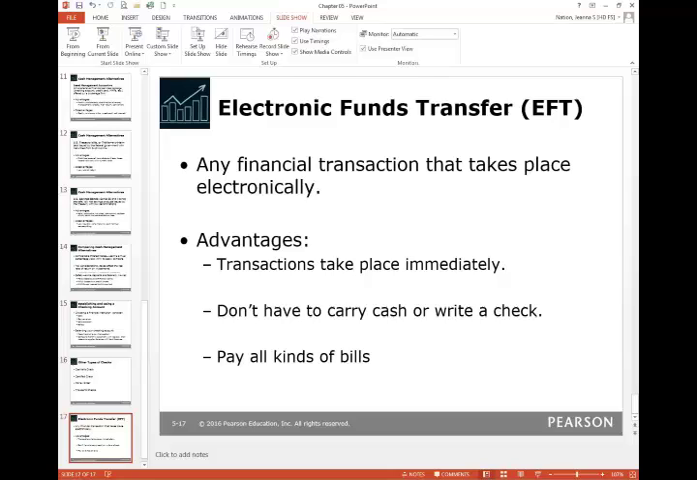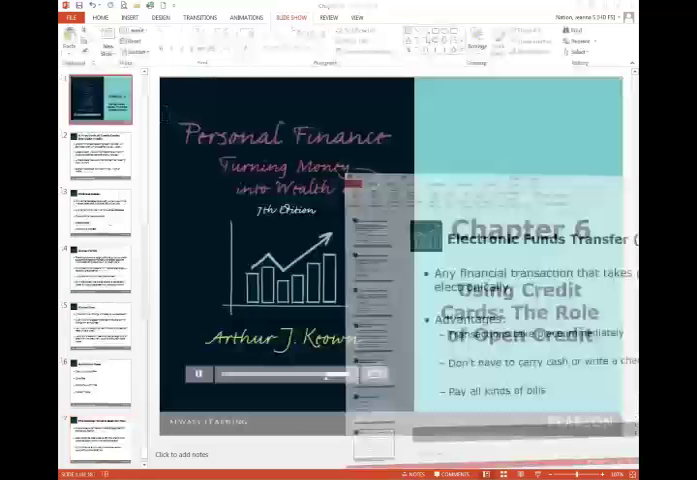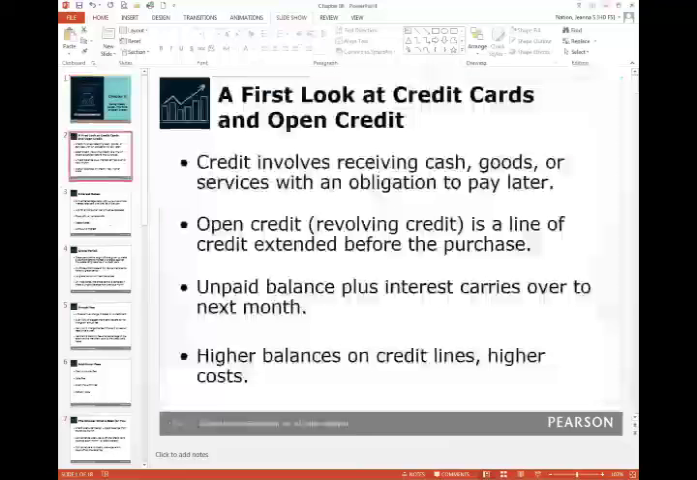Many of these types of cards have activation fees, maintenance fees, or ATM transaction fees. So for any card that you're looking at for the EFT feature, make sure you know what fees are associated with it. Alright, let's move on to Chapter 6, which is looking at credit cards and open credit.